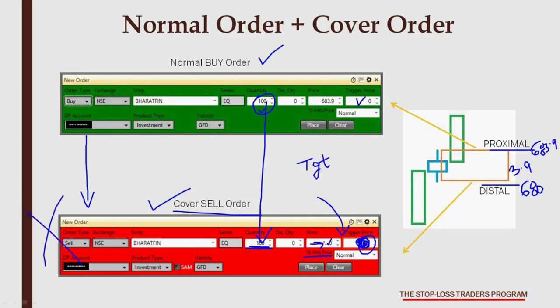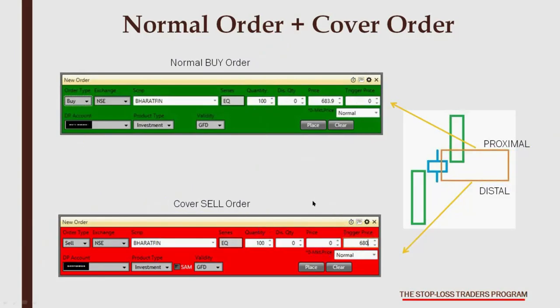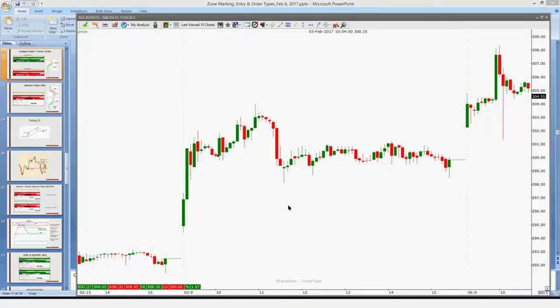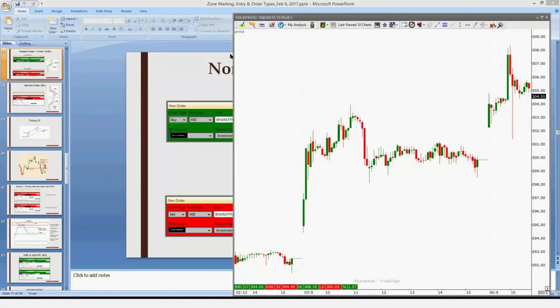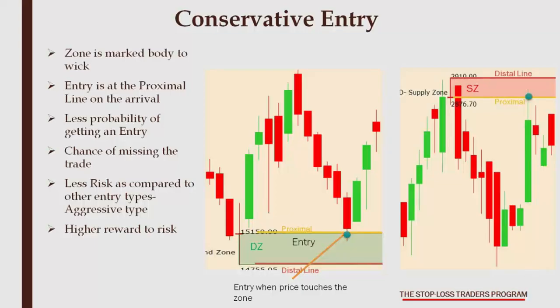Right? Similarly, in case of supply zone, I'm taking body to wick entry and I'm doing so only on arrival. I'm waiting patiently for price to arrive into my zone, that is 2876.7, and that is where I'm taking a trade at the proximal line. So entry is exactly precisely taken at 2876.7, or maybe you can place your entry few ticks above your proximal line or few ticks below your proximal line in case of a demand zone and a supply zone respectively.